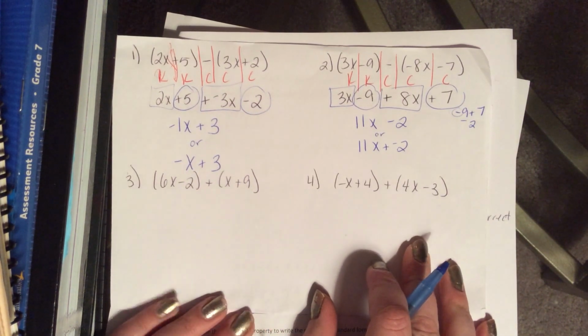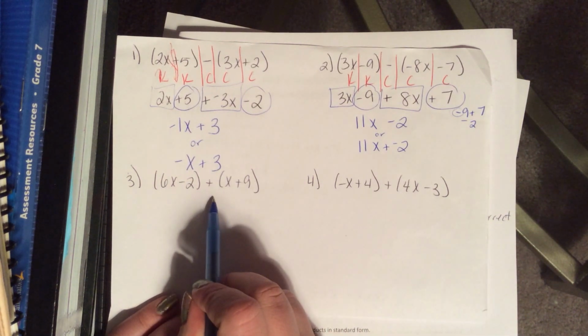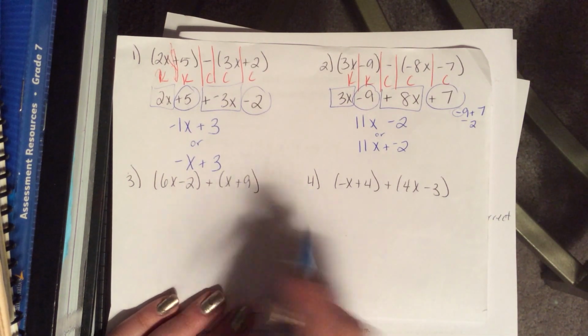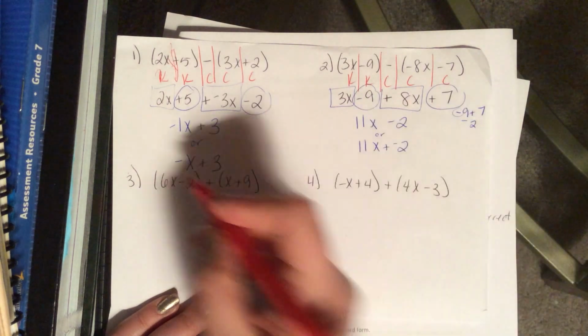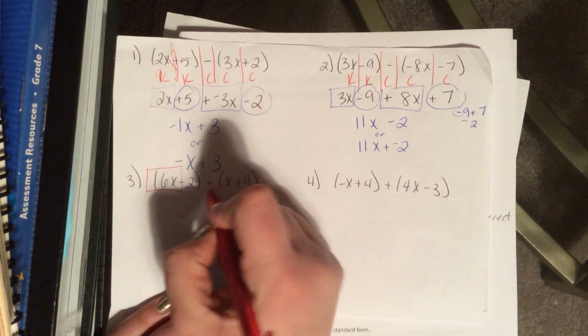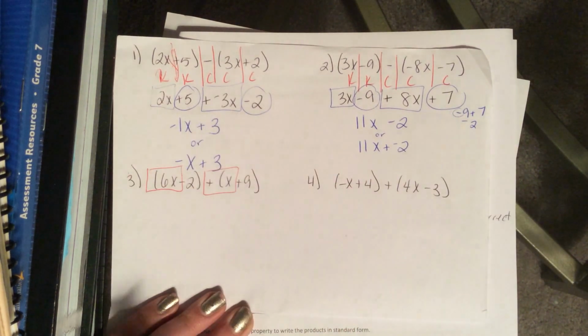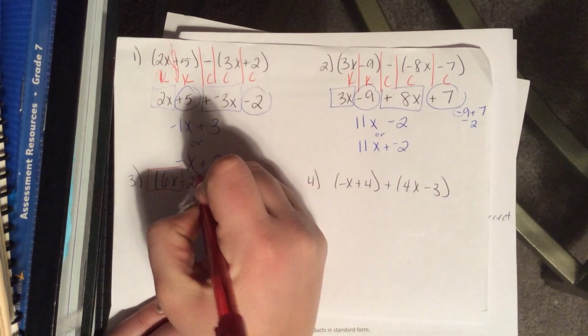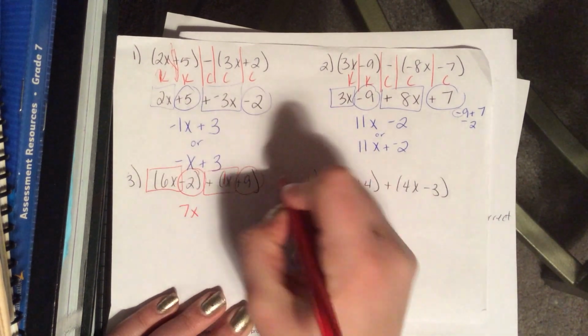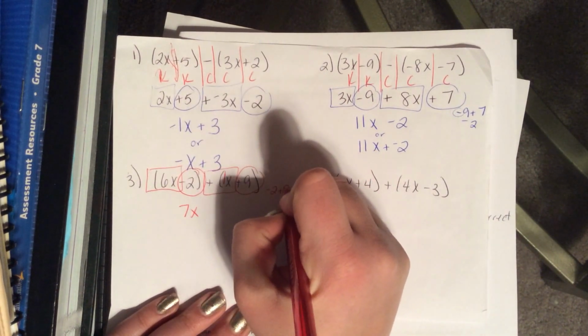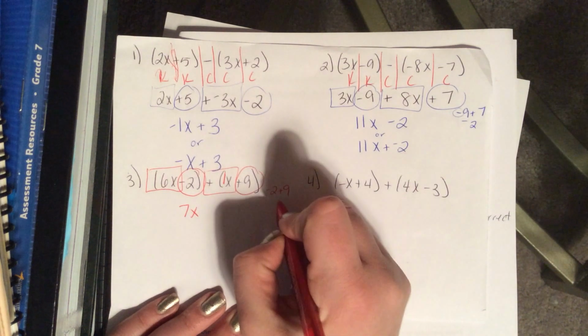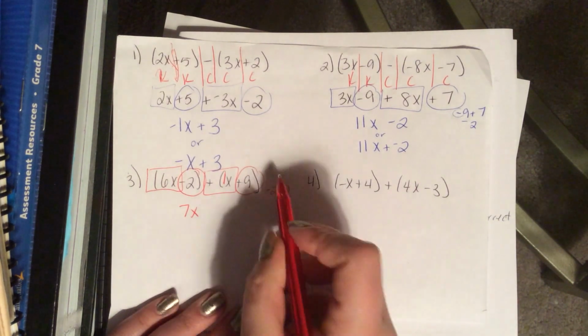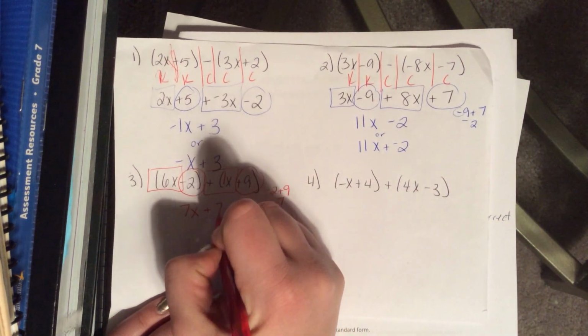Okay, moving on to 3. So this is already addition, so I can just box and circle straight from here. I don't need to do anything more. So I have 6x and plus x. So this x is a 1x, even though we don't write it, it's the same. So it's going to be a 7x, and they have minus 2 plus 9. So negative 2 plus 9 is what it ends up being, which is a positive 7 because the 9 is bigger. So plus 7.